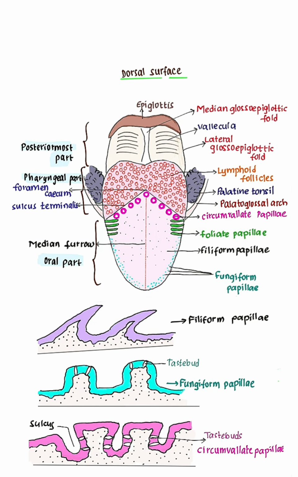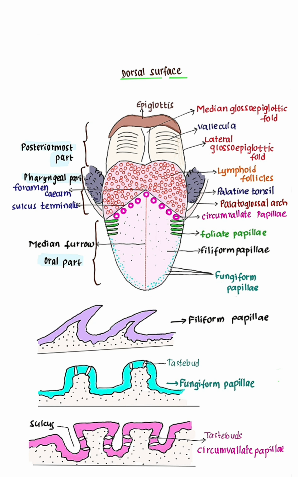Dorsal surface. The dorsum of the tongue is convex on all the sides. It is divided into three parts: oral part, pharyngeal part, and posterior most part. Oral part is anterior two-third part of the tongue. Pharyngeal part is posterior one-third. Oral part and pharyngeal part are separated by V-shaped sulcus called sulcus terminalis. The apex of sulcus terminalis is marked by a blind foramen called foramen cecum. Foramen cecum indicates the origin of thyroglossal duct in the embryonic life.